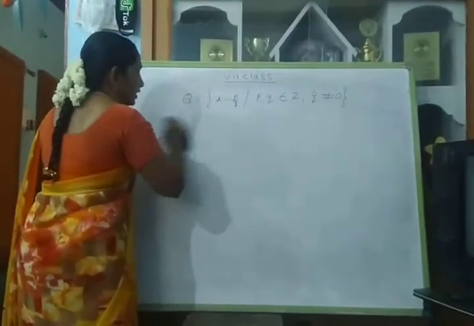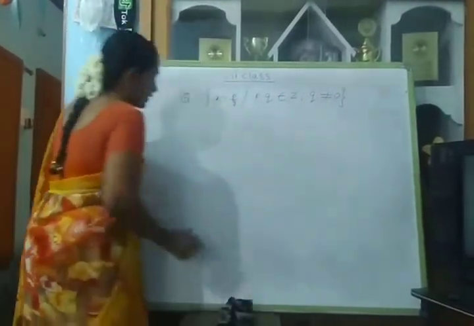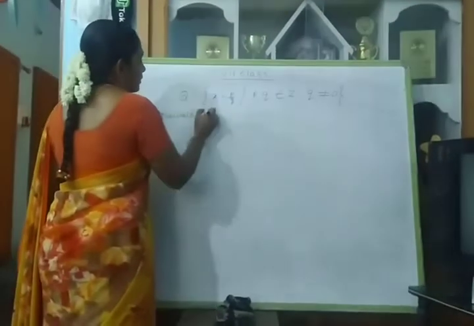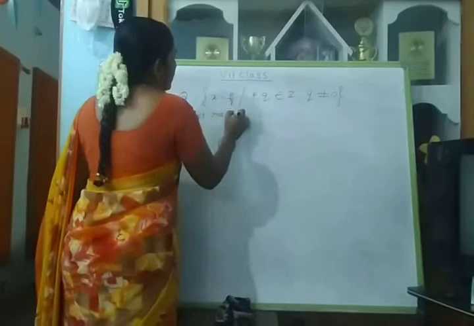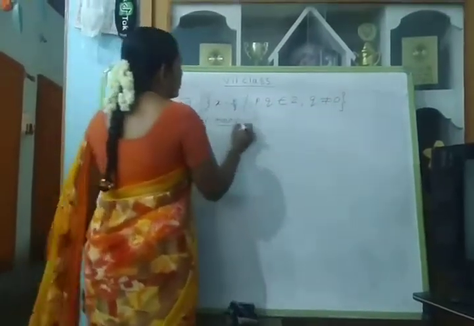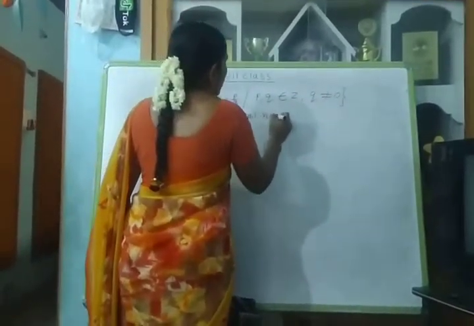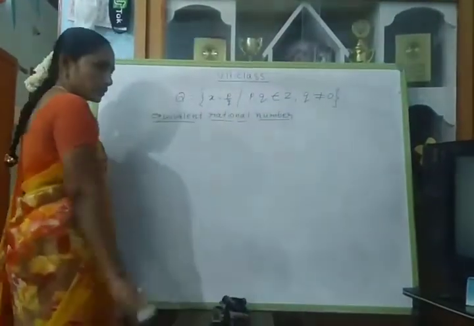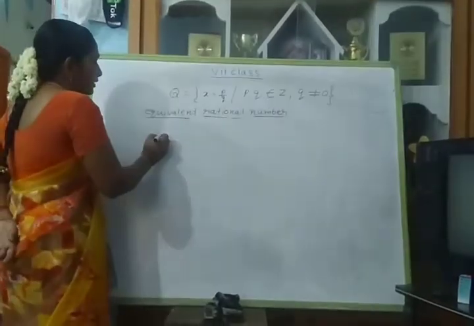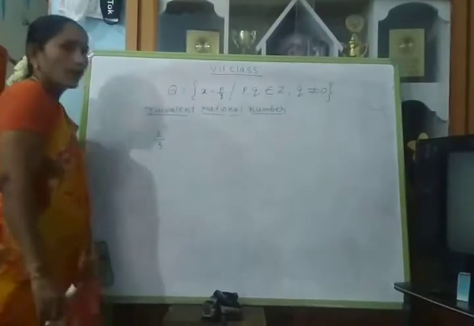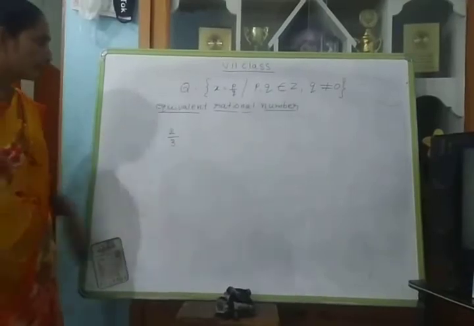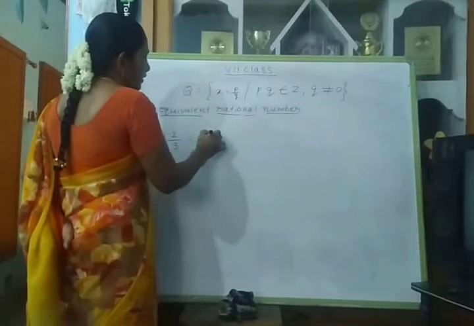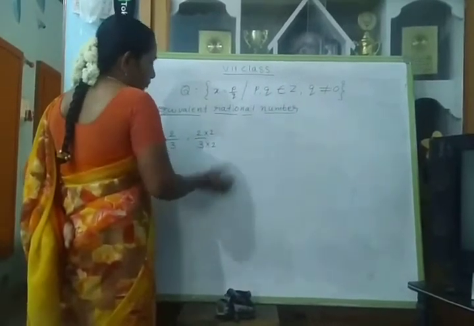Next, today we have to discuss equivalent rational numbers. Equivalent rational number, equivalent fraction. Already we discussed this in the previous class, in chapter 1 fractions, equivalent fractions, same for equivalent rational numbers also. So for example, 2 by 3. To write a given rational number as an equivalent rational number, we have to multiply both numerator and denominator with the same number.